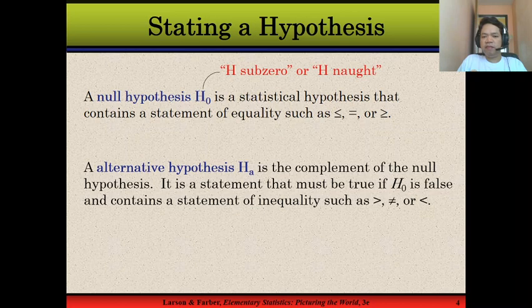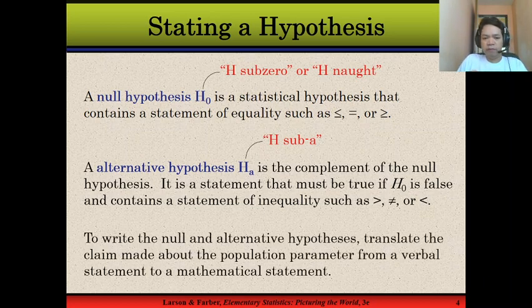So, kapag ka null hypothesis, we'll be using H sub 0 na lang. An alternative hypothesis is the complement of the null hypothesis. It is a statement that must be true if the null hypothesis is false and contains a statement of inequality such as greater than, not equal to, or less than. So kapag kay alternative hypothesis naman is yung mga inequality symbol. Ibig sabihin wala ka dyan makikitang equal sign. So how to read yung symbol natin for alternative hypothesis? That is H sub A. So again, kapag kay null hypothesis, gagamitin natin is H sub 0. Kapag kay alternative hypothesis, we'll be using H sub A.